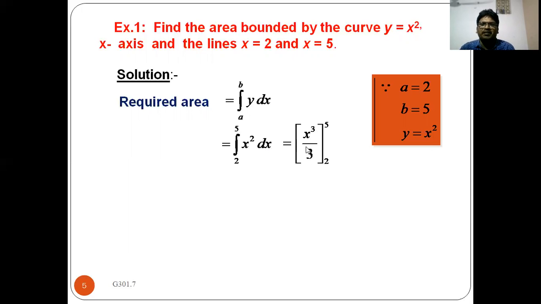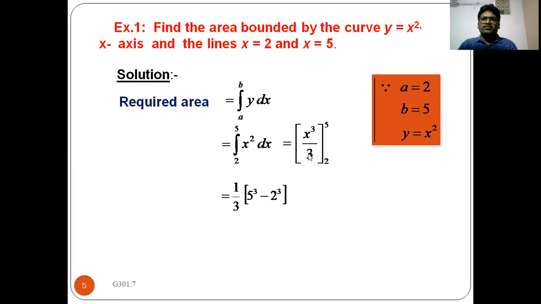So the integration is completed. Now we want to substitute the limits 2 to 5 in this term. First we substitute the upper limit, then the lower limit. You already know this formula: the integral from a to b of f of x dx is equal to f of the upper limit minus f of the lower limit. So first we substitute the upper limit, then the lower limit.